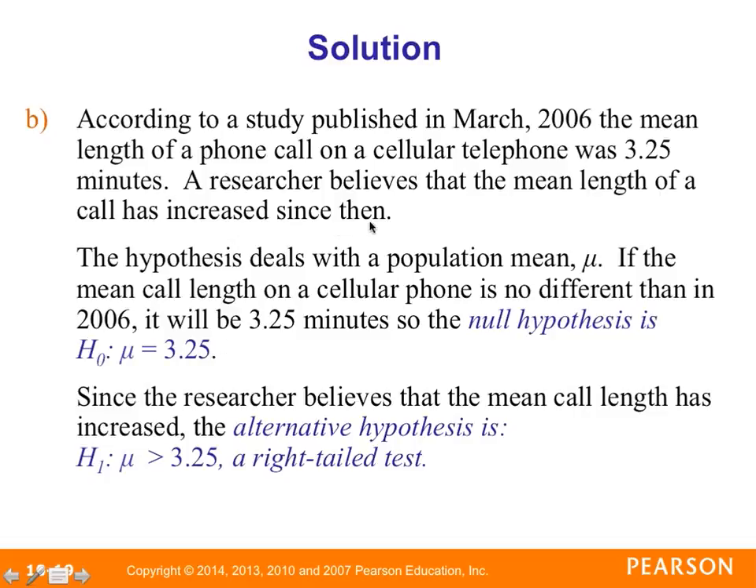And then if you read the original wording, it says a researcher believes that the mean length of a cell call has increased since then. So this is going to be a right-tailed test where our alternative hypothesis is that mu is greater than 3.25, because we think that the mean length of a phone call has increased.